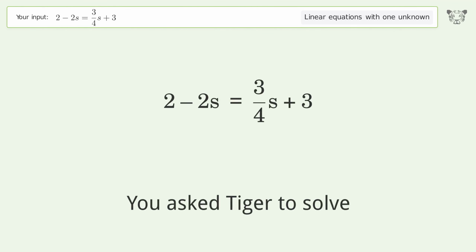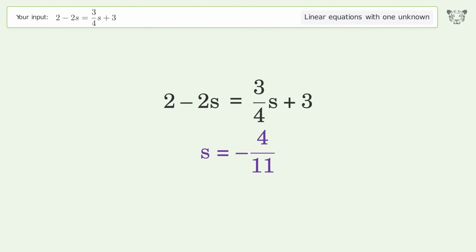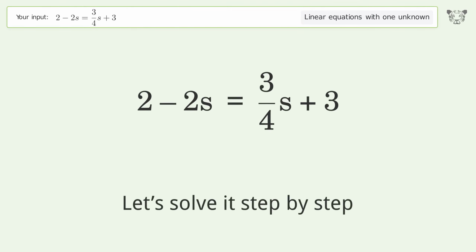You ask Tiger to solve this. It deals with linear equations with one unknown. The final result is s equals -4/11. Let's solve it step by step.